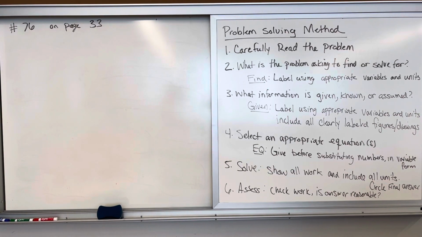This example problem is exercise number 76 on page 33 of the textbook. The problem reads, a roofer drops a nail that hits the ground traveling at 23 meters per second. How fast is the nail traveling 2 seconds before it hit the ground?